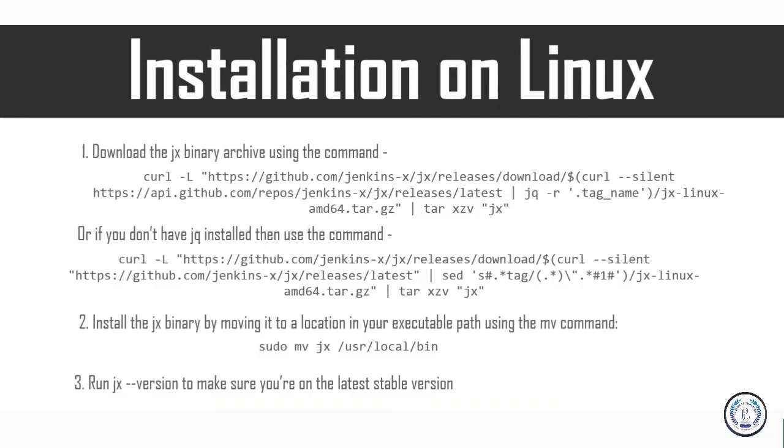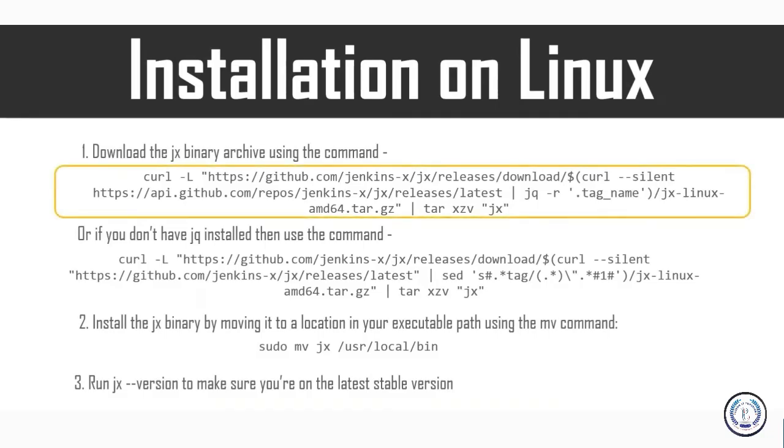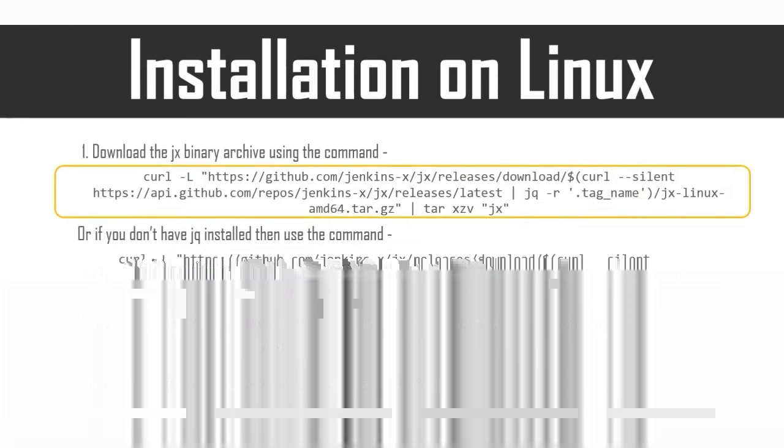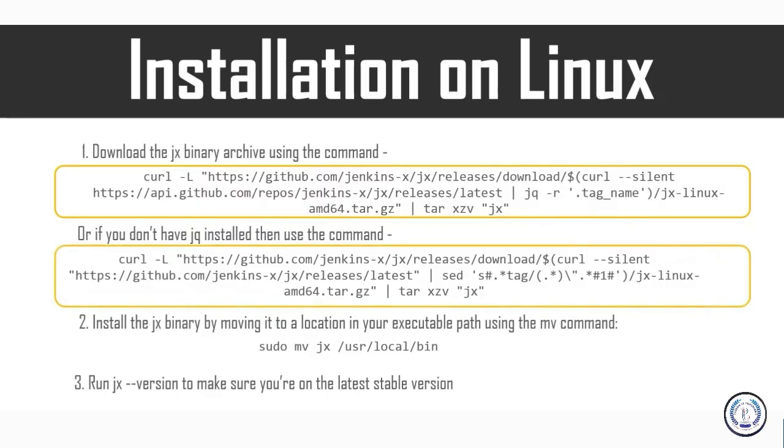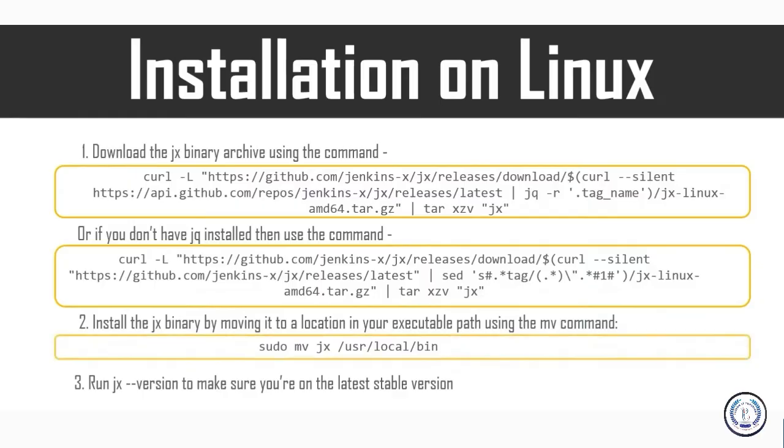First, you need to download the JX binary archive using the command. This is the command. You need to run this command in the command prompt or the terminal of the Linux operating system. And if you don't have jq installed on your Linux OS, then you can run this command. As you can see here, this is the first step. In the second step, you install the JX binary by moving it to a location in your executable path using the command sudo mv jx /usr/local/bin. So this is the second step.